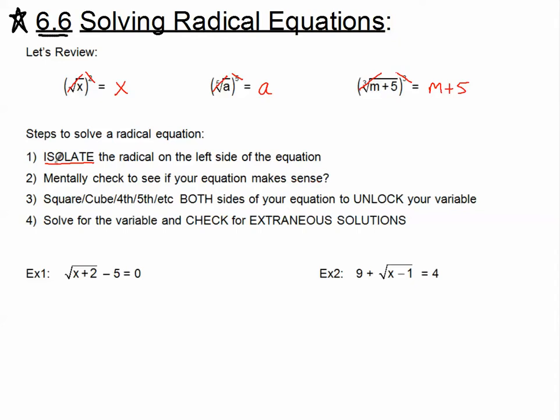And then number 3, if we have it isolated and it does make sense to continue, we're either going to square both sides or cube both sides or raise both sides to the 4th power or the 5th power or whatever power we need to unlock the index that we see. We're going to raise both sides of our equation, and this will unlock our variable. You can see the radical goes away and then our variable is just sitting there. And then finally, we'll just solve our equation. We should have an equation that we know how to solve.